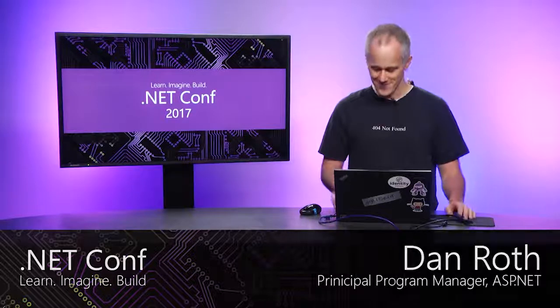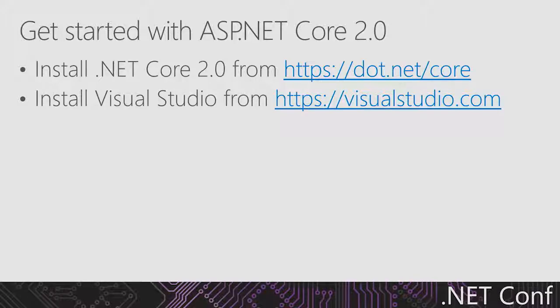Let's get started. So first of all, if you haven't already, you're going to want to go and install .NET Core 2.0. So go to .NET/Core and install .NET Core 2.0 for your platform of choice, Windows, Mac, Linux. That will include ASP.NET Core 2.0, so that's really what you need. So go do that right now if you haven't already done it.